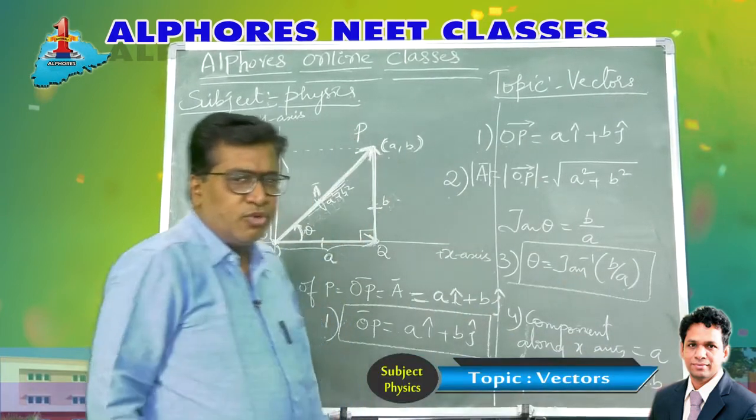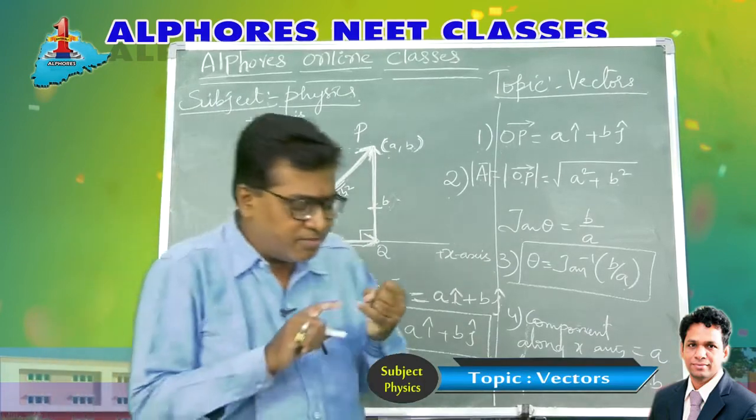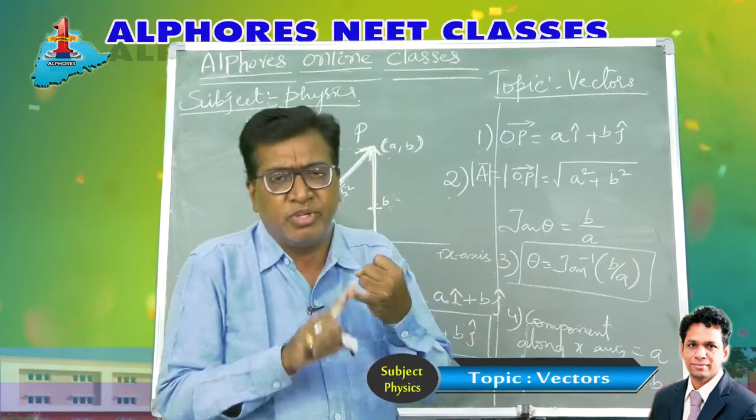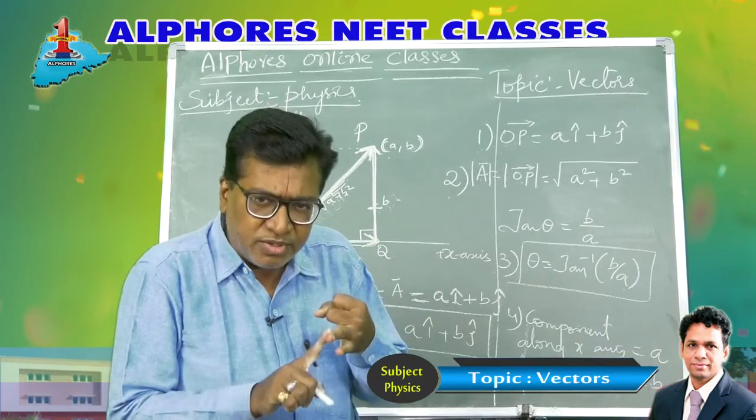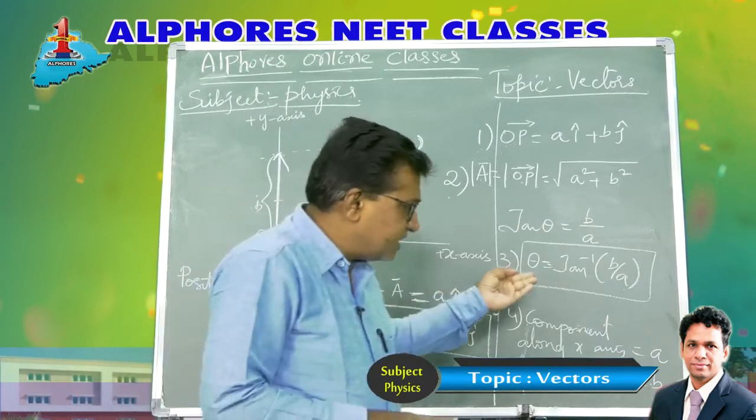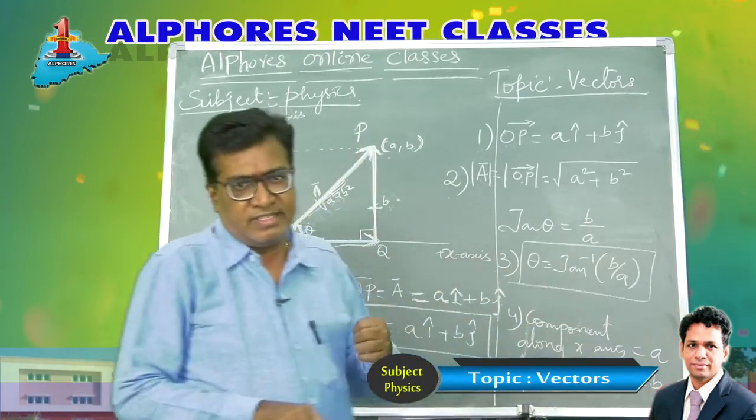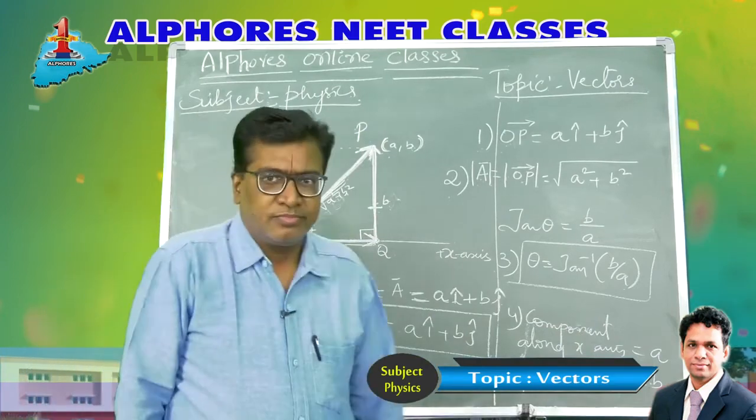So when you specify a point, first you can write the position vector, then the magnitude, the direction, and its components like this.